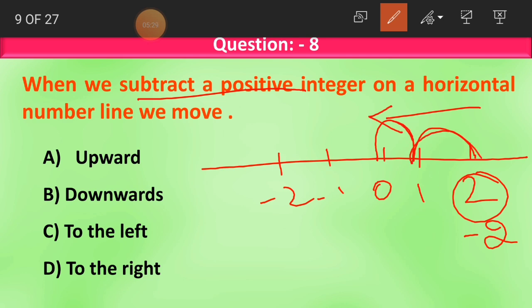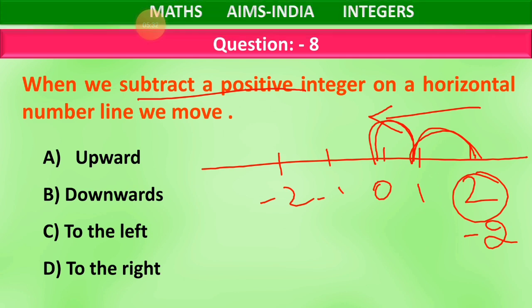When we subtract a positive integer, we move to the left, okay class. When we add a positive integer, we move to the right. When we subtract, we do the opposite, which is move to the left.